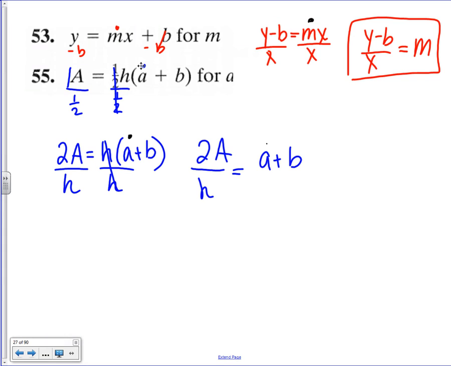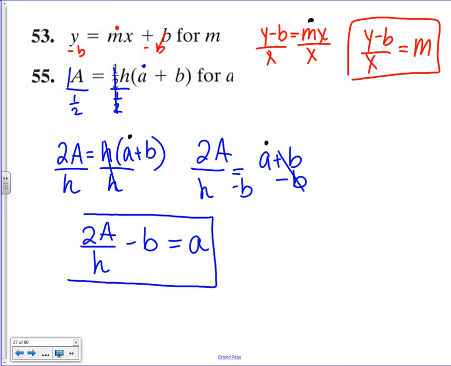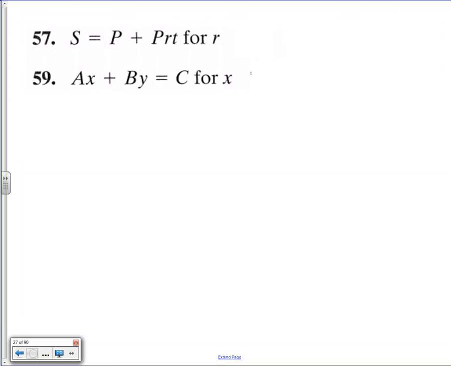We are still trying to solve for A. Now the only thing left to get rid of is the B, so I'll subtract it. Now be careful when you subtract that B, because it is 2A over H. Then we subtract the B. Notice I put it right in line with that fraction. I did not put it on the bottom. And now that equals the lowercase a. And the variable is isolated.